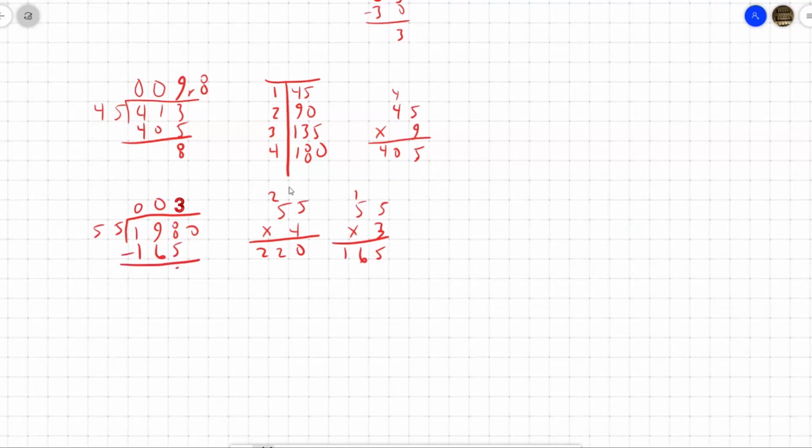So 8 minus 5 is 3. 9 minus 6 is 3. 0. And then I check. Is 33 less than 55? Yes, it is. So I'm ready to move on. Bring down. Now how many 55s are in 330? Well, how many 50s are in 300? And so that would be 6. So I could try 6. I could try 5. Let me try 5.